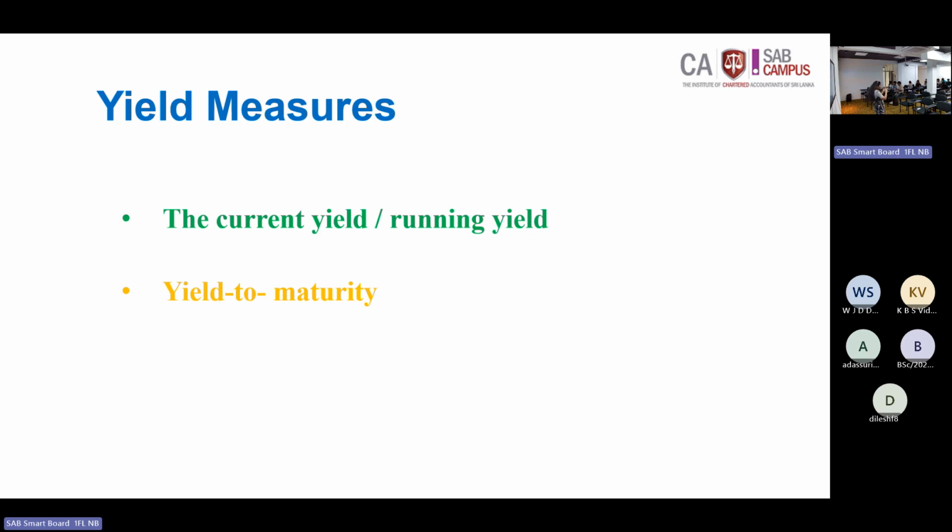Yield measures, or else return measures. There are two measures. The first measure is current return, or else we call it current yield. Right? Current yield, and the other one, what is it? Yield to maturity. That means return until the maturity. How much the investor is getting as a return until the maturity. Yield to maturity, right? Very simple.